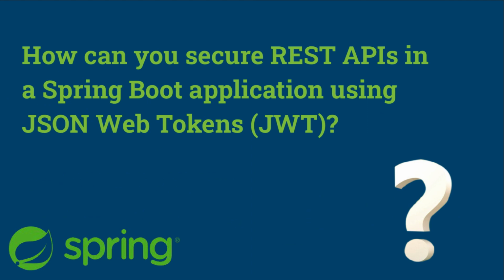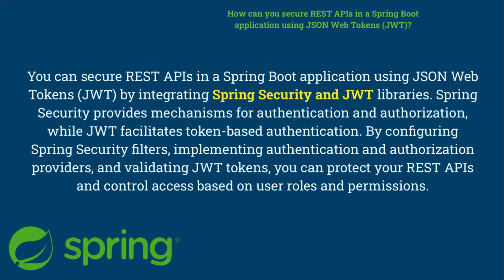First question, how can you secure REST APIs in a Spring Boot application using JSON Web Tokens (JWT)? You can secure REST APIs in a Spring Boot application using JSON Web Tokens (JWT) by integrating Spring Security and JWT libraries. Spring Security provides mechanisms for authentication and authorization, while JWT facilitates token-based authentication.